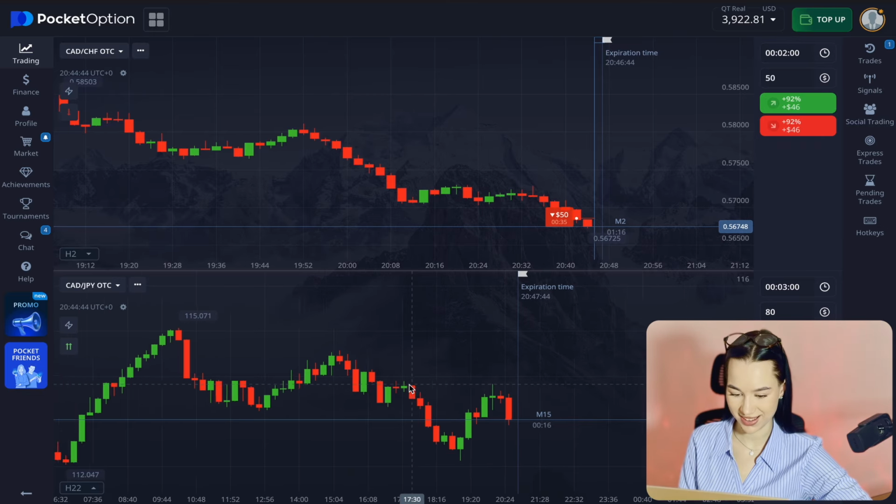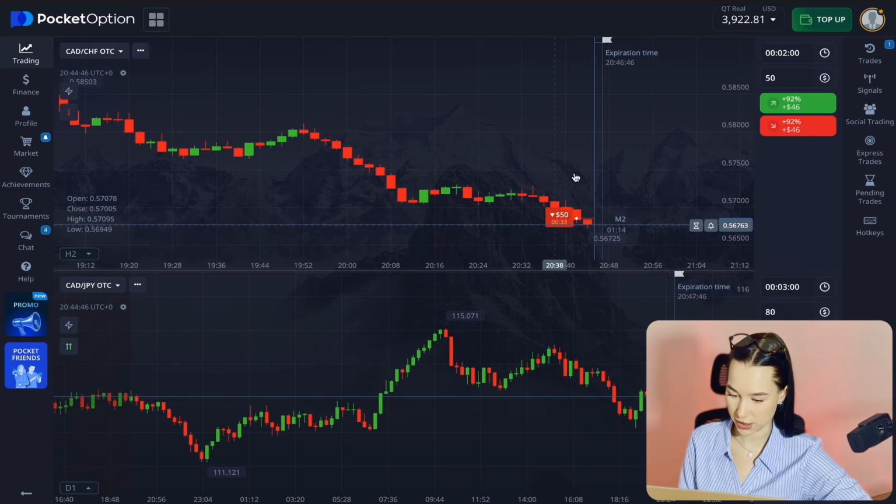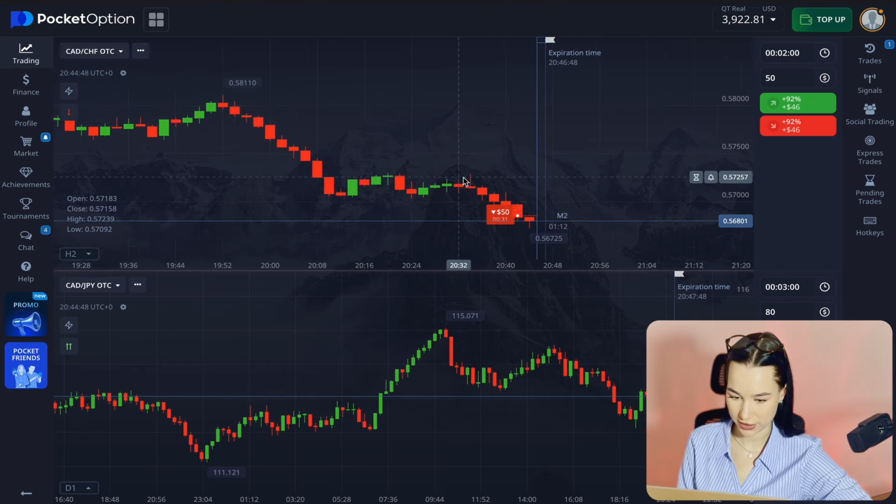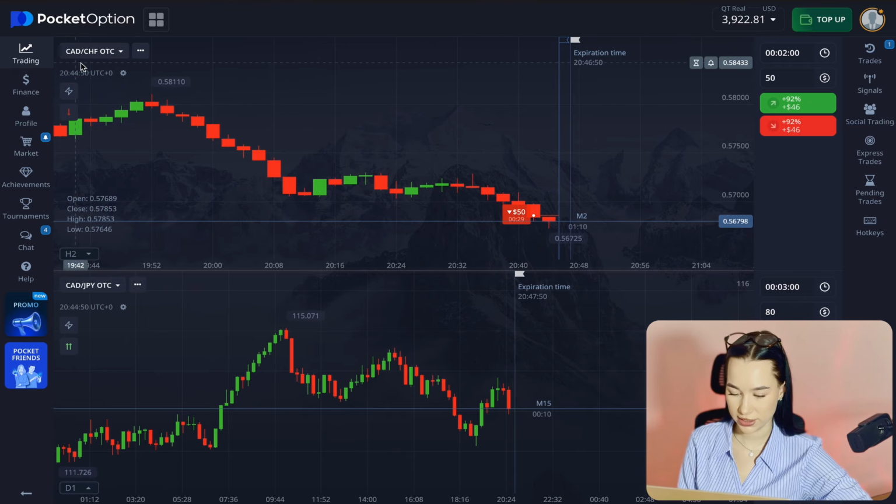Okay, I get it. I don't have the same currency pair. Sometimes it's happening. Okay, here it is. Canadian dollar and Swiss franc.